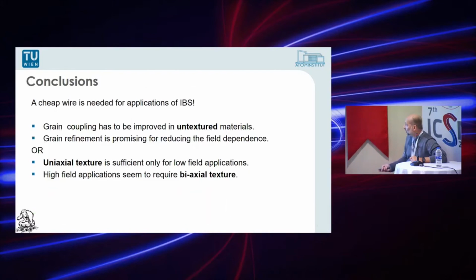Okay, and this brings me to my conclusions: I guess the coated wire is the only way to go for applications of IBS for power or magnet technology. And I guess there are two ways. One is to try to get uniaxial texture, but that might lead to similar complications as in the cuprates. And you would, in any case, think you need biaxial texture for application, or you find a way to improve the grain coupling similar to what was observed in the cuprates if you do some overdoping of the grain boundaries, and then a grain refinement could be very beneficial for improving the field dependence.